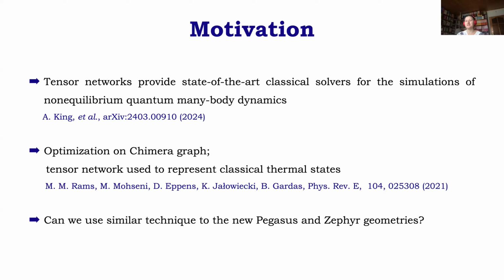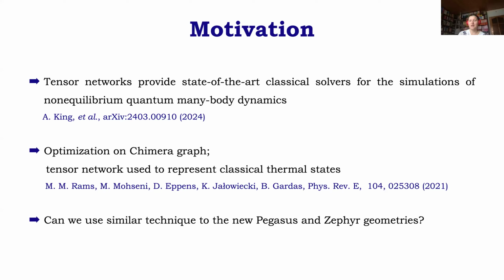So we were interested in exploring whether a similar approach based on tensor network methods can be applied to the new annealing geometries, such as Pegasus geometry and Zephyr geometry. So can it be done? Because Pegasus and Zephyr geometries, like chimera, are sparse and two-dimensional, but they have a much higher level of connectivity. And tensor networks work well for low-dimensional problems, I would say up to two-dimensional problems.